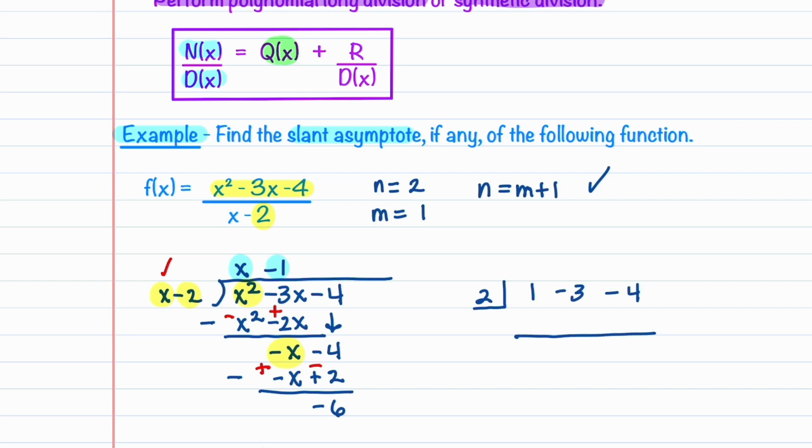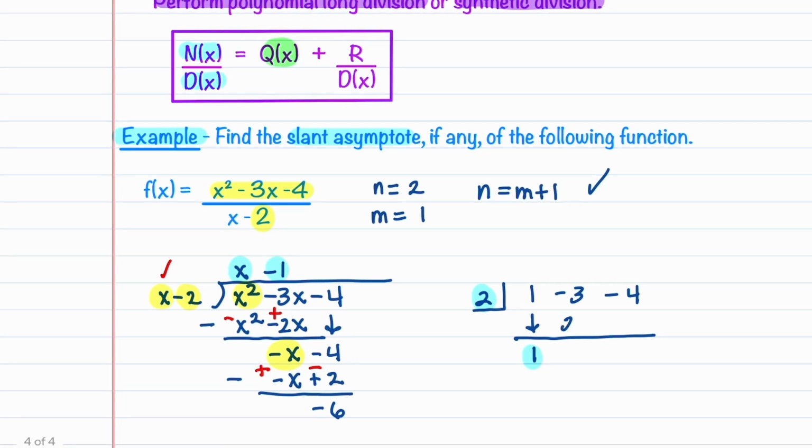Then we draw a line. Our 1 comes down. Now we multiply. We're going to multiply 2 times 1, and we get 2. And then we're going to add, and we get negative 1. Minus 3 plus 2 is negative 1. Then we're going to multiply 2 times negative 1, and we get minus 2. And we're going to add those, and we get minus 6. And this part here is our x minus 1. We can say that f of x is equal to x minus 1 minus 6 divided by x minus 2.